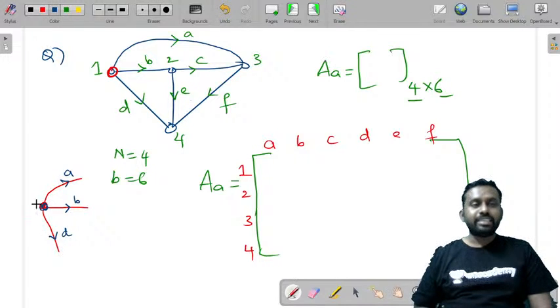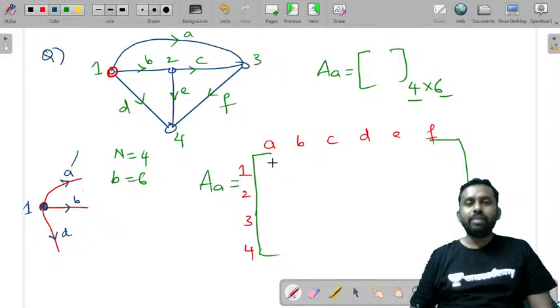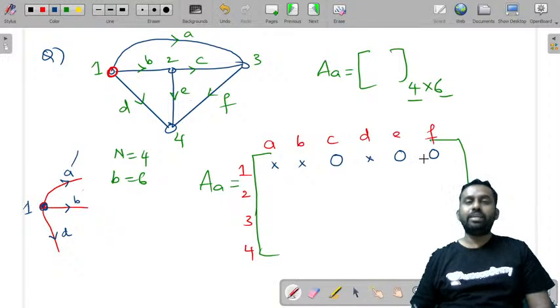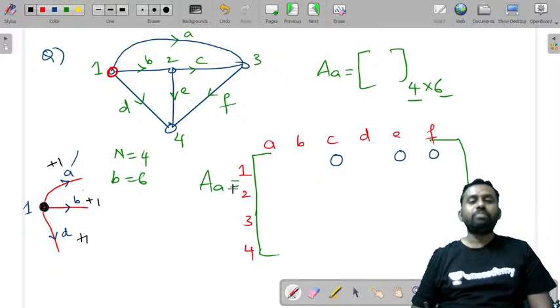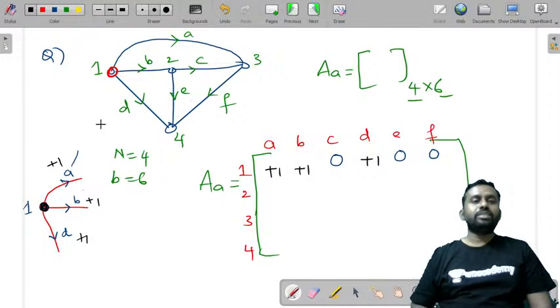This is the first node, right? How many branches are associated? A, B, D. Except A, B, D, the remaining values will be 0, because the rest of the branches are not touching the first node. Now you need to write what these A, B, D values are. Whenever the branch is directed away from the node, write +1. If it is towards, write -1. So this is +1, this is also +1, this is also +1. So this is about the first node.